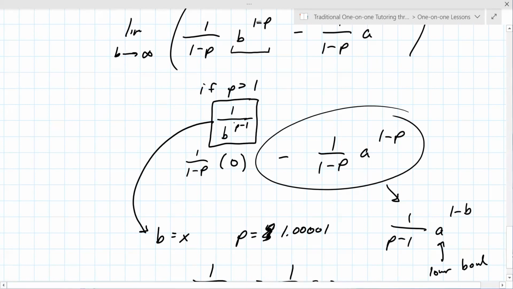Is the A to the 1 minus, is that supposed to be a P instead of a B? Oh yeah, yes, that's supposed to be a P.